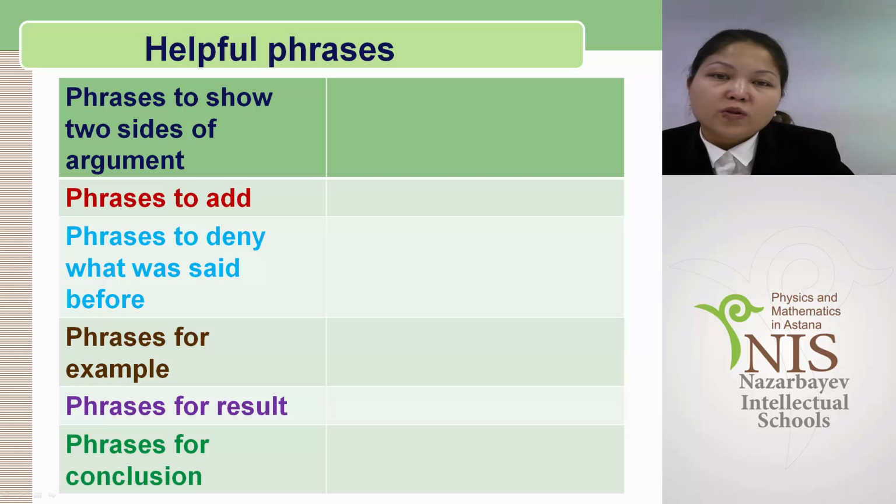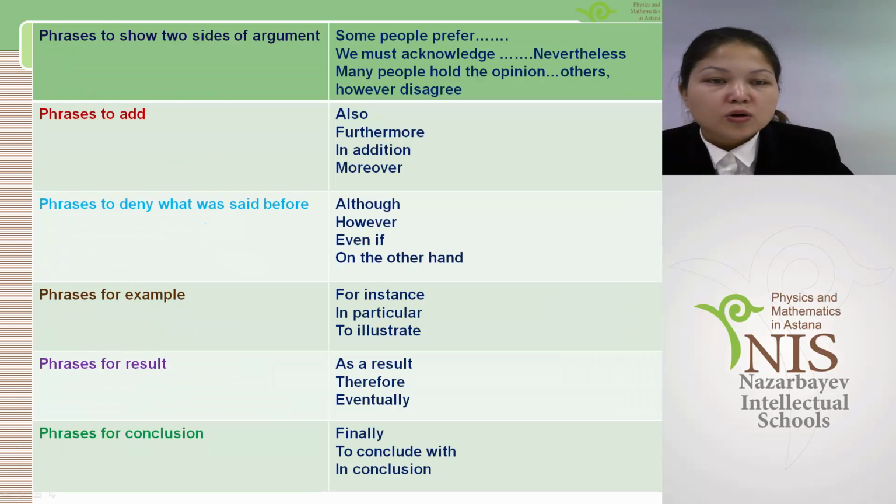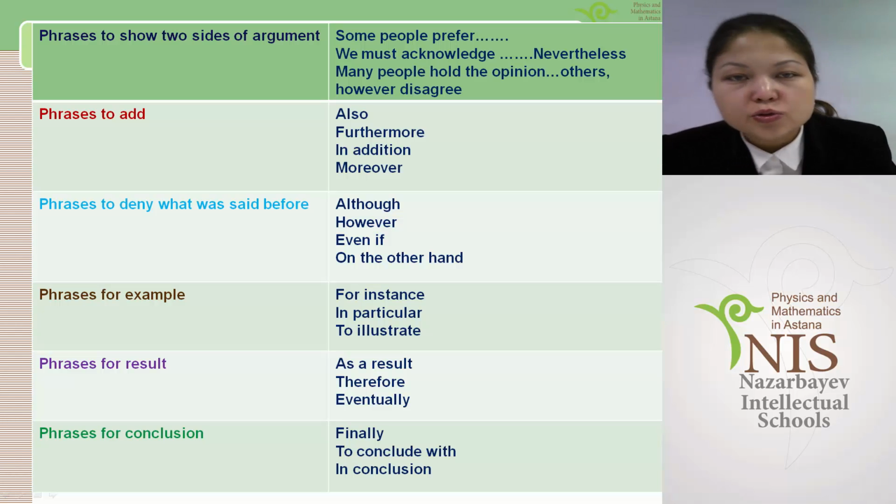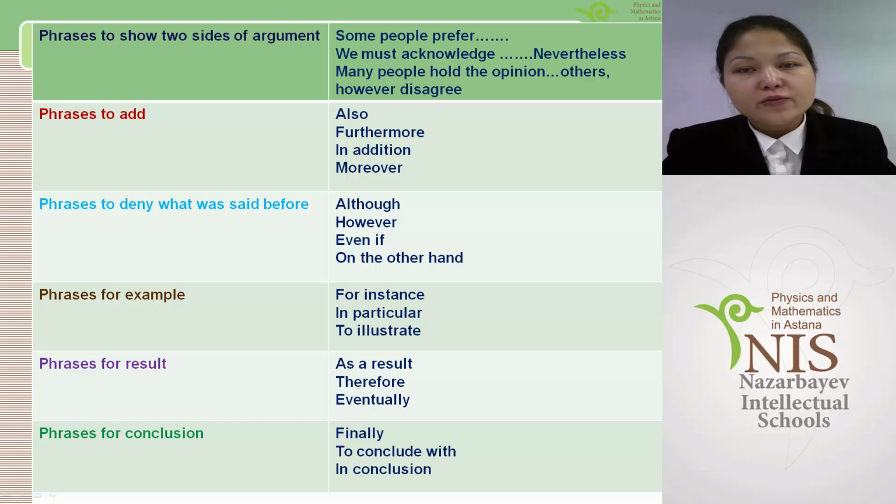So, let's look at helpful phrases which show 2 sides of an argument, which help us to add something, to deny what was said before. Phrases to show 2 sides of an argument: Some people prefer, we must acknowledge. Nevertheless, many people hold the opinion. Others, however, disagree.